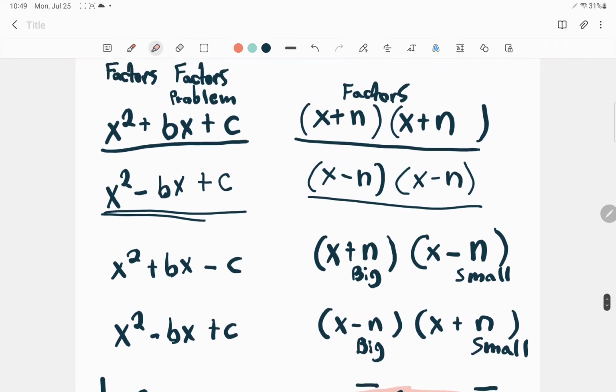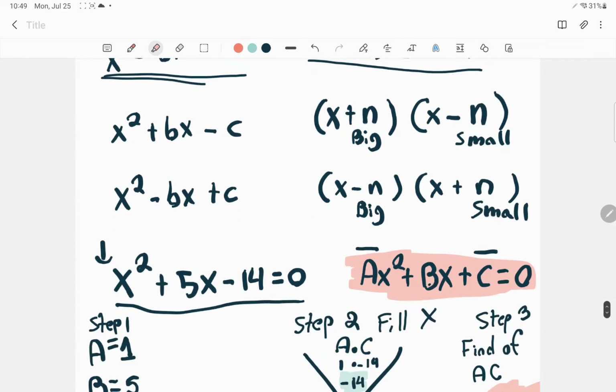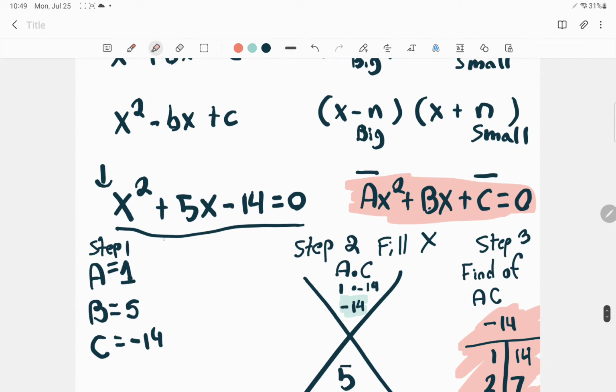Okay, let's go back before I sidetracked. So we have all these different rules that we need to do. So I want you guys to look at your original problem. We have plus and minus.